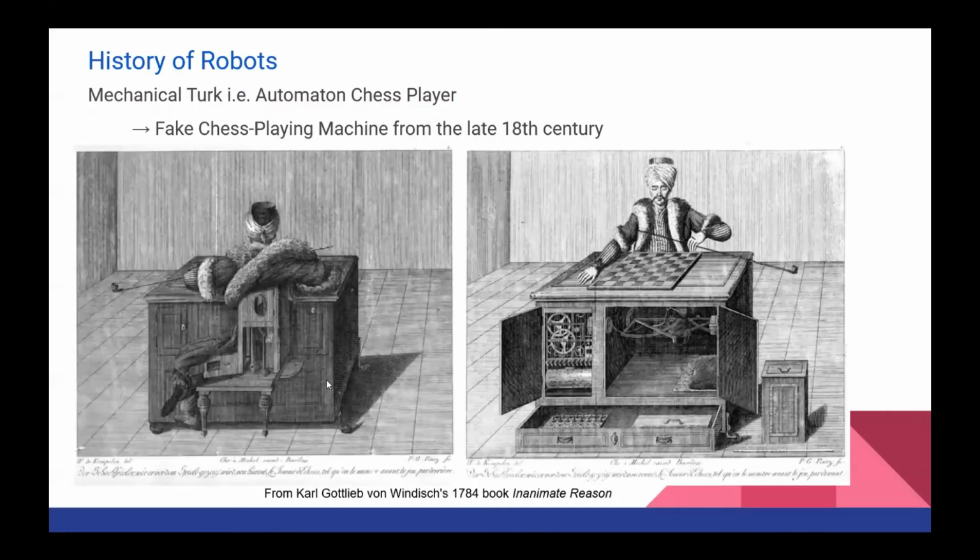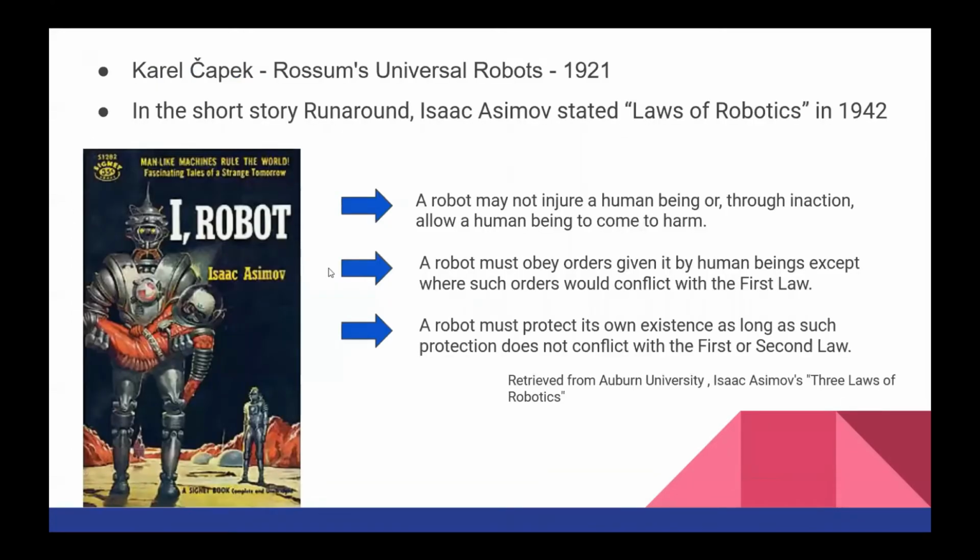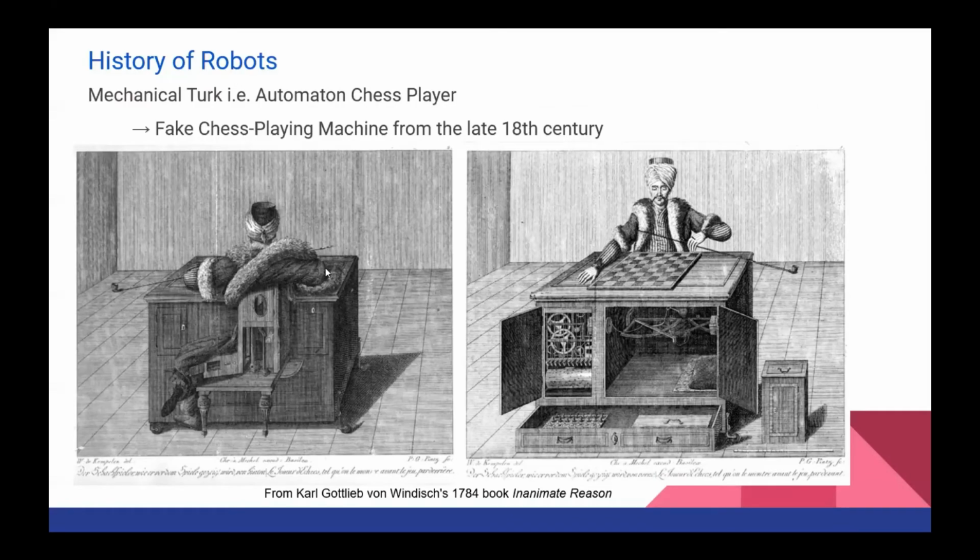So when we look at the history of robots, automatons were one of the first robot-like structures. The Turk was an automaton constructed in 1770 by Wolfgang von Kempelen to impress the Empress Maria Theresa of Austria. The mechanism went on a tour along Europe for entertainment purposes. It was a fake chess-playing machine from the late 18th century.